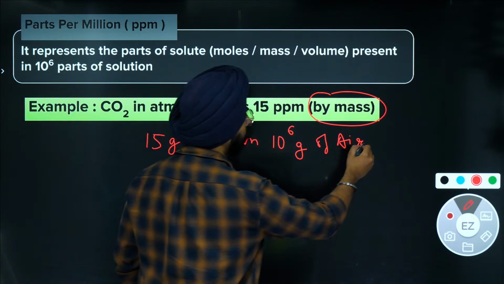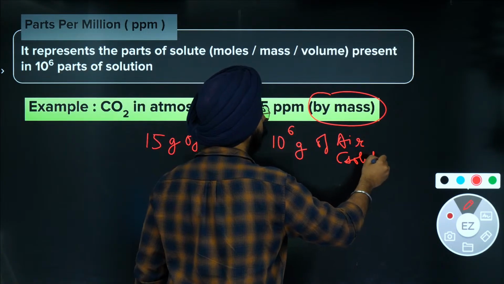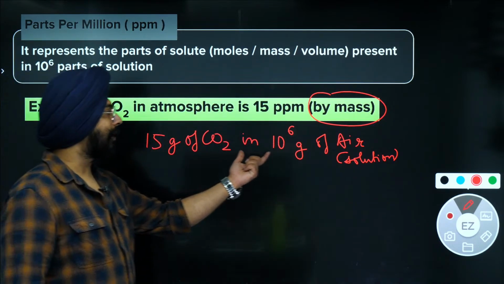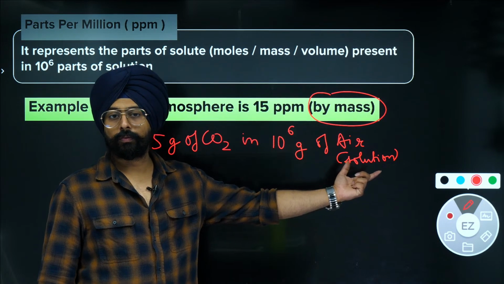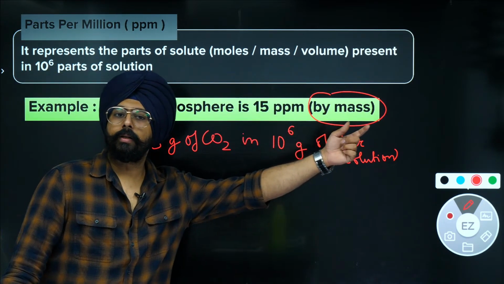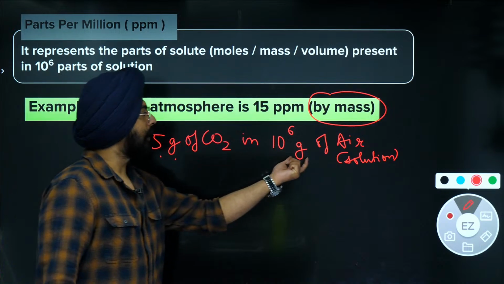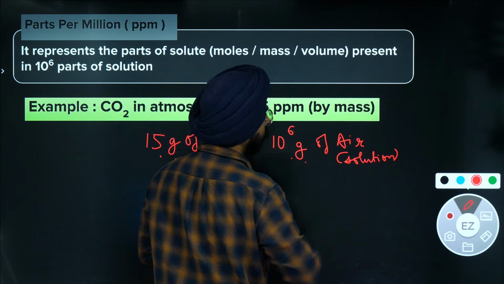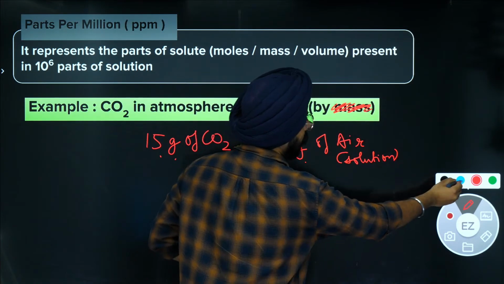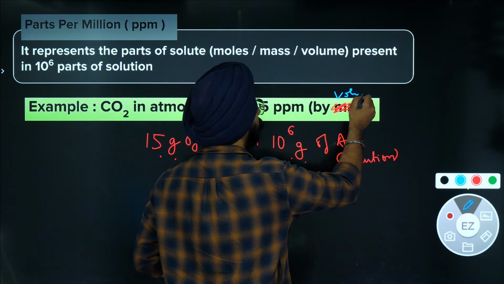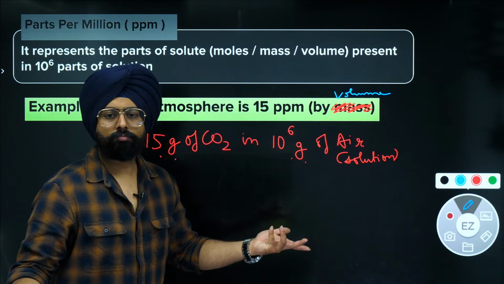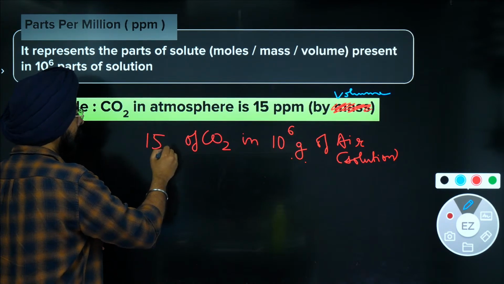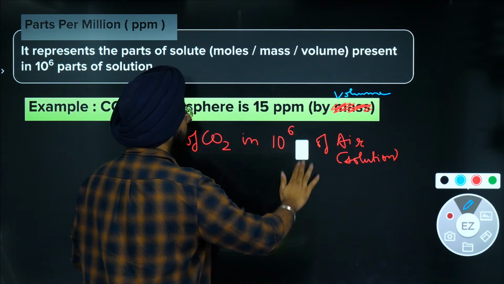Air is what? Basically your entire solution. Got it? So there's 15 grams of CO2 and 10 to the power 6 grams of air. So when it says by mass, you read it in terms of grams. Now let's say instead of by mass, they said by volume. How would we interpret that statement? Replace the gram with milliliter. Done.